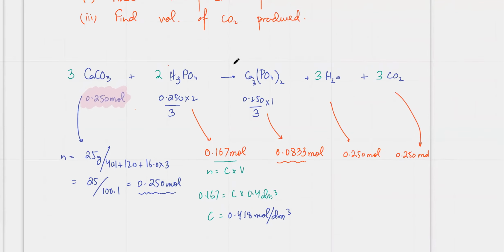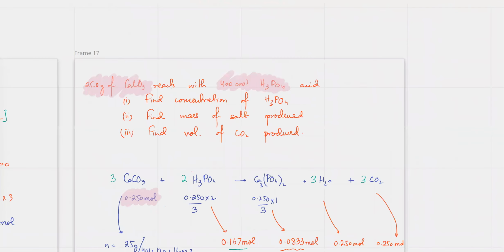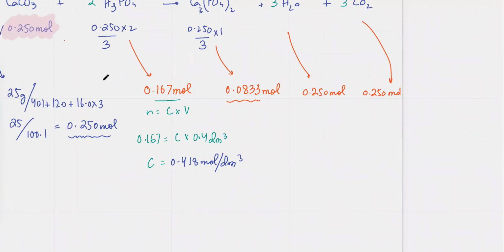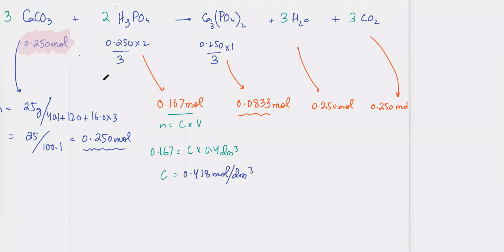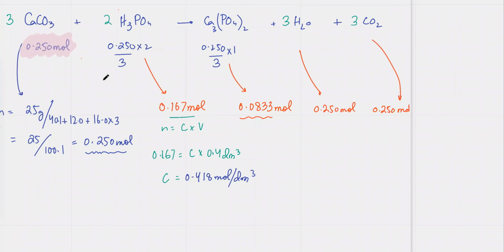Just remember your answers cannot exceed the accuracy that's given over here. If it's 3, keep your answers within the 3 significant figure range. Now he was asking for the mass of calcium phosphate. You know that moles is mass divided by AR or MR.